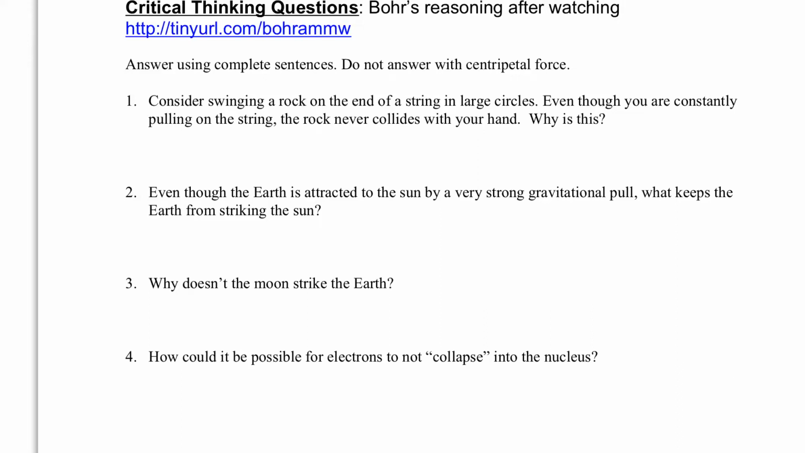Okay, the answer to number one, basically, when we're swinging that rock on the end in large circles, essentially it's because the rock is in motion, constant motion, and the rock has mass.